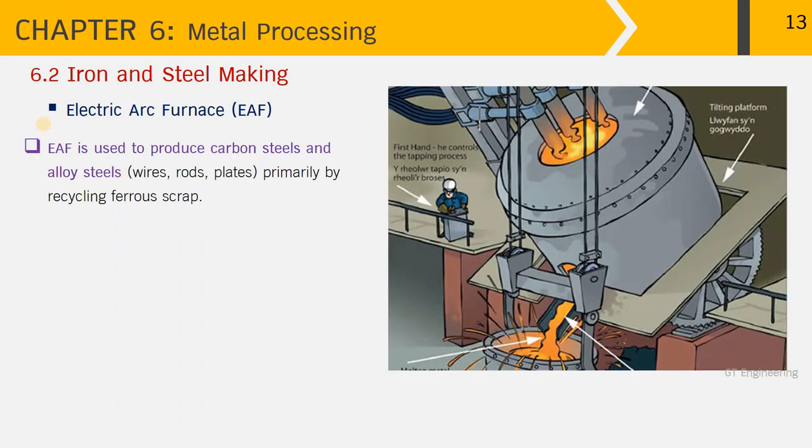Alternatively, if we don't have the iron ore, we can start from the steel scraps that can be transformed into usable steels for the market, as we use the electric arc furnace or EAF. So the EAF is used to produce carbon steels and alloy steels, such as in the form of wires, rods, or plates, primarily by recycling ferrous scrap. And this picture shows an example of a big electric arc furnace in the action of tilting to pour the steel in the tapping process. And as you recognize here, the electrodes on the top.